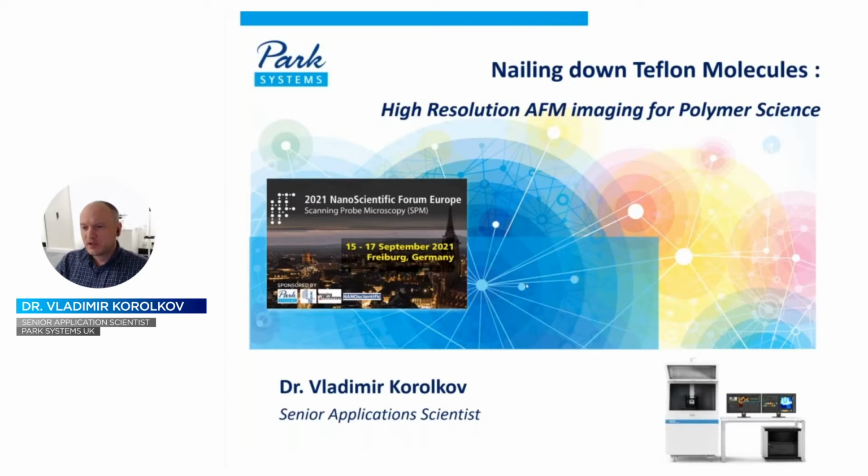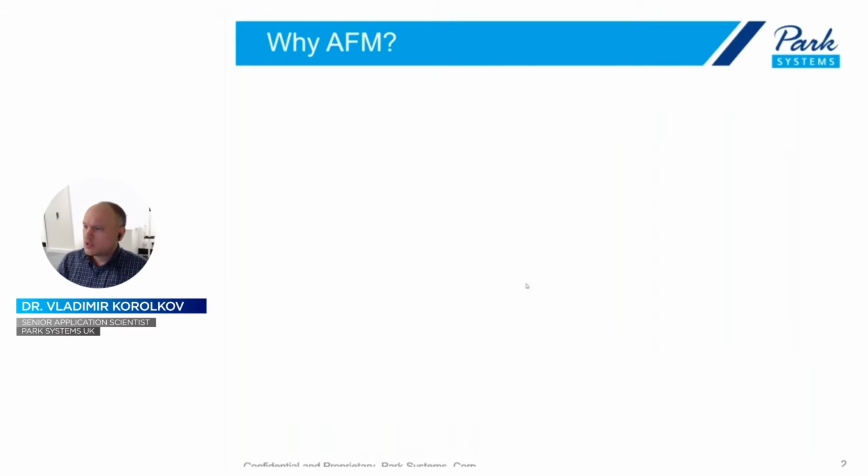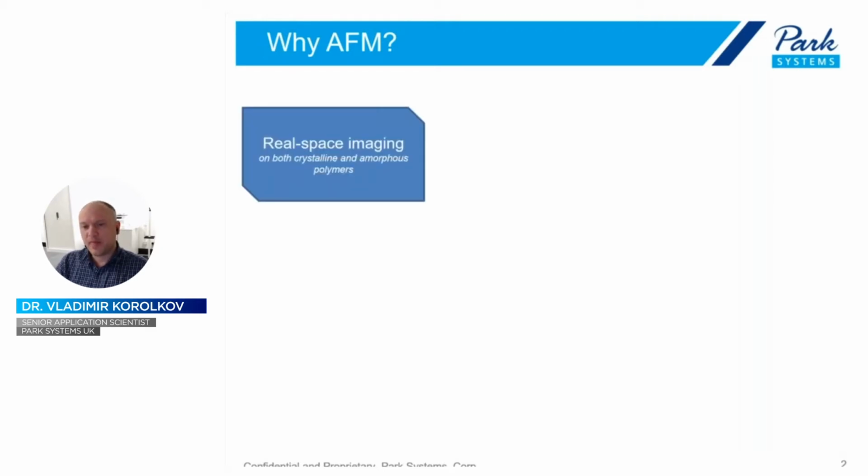So let's start with the very simple question. Why do we need AFM for polymer science? Seems like a simple question, and there are quite a few very good reasons why atomic force microscopy is extremely helpful in assessing your polymer samples. First, it provides you with real space imaging. What does that mean? It means you can see molecules and the structure of your surfaces as they are. By comparison, in various diffraction techniques, you always get data in reciprocal space, and you have to build certain models to get an idea what the structure looks like. And that's how our structural studies of polymers have been carried out for decades, really.